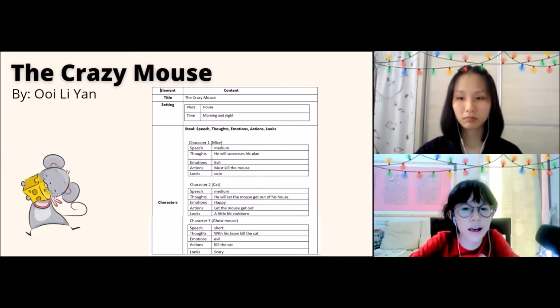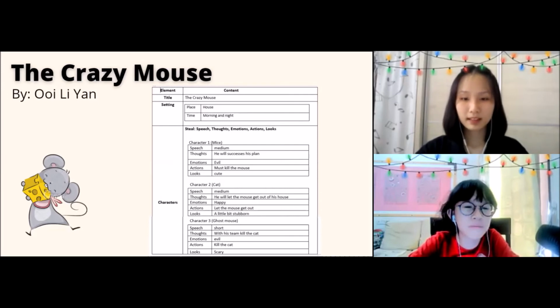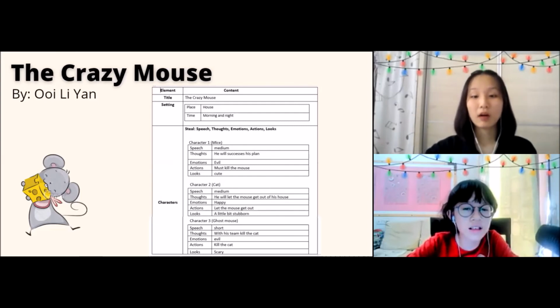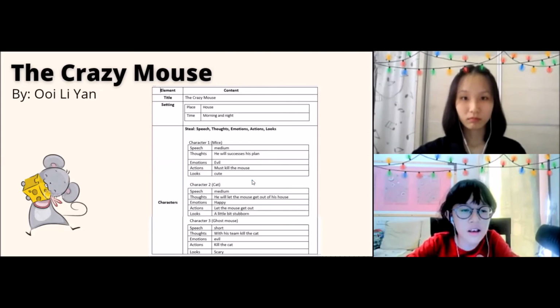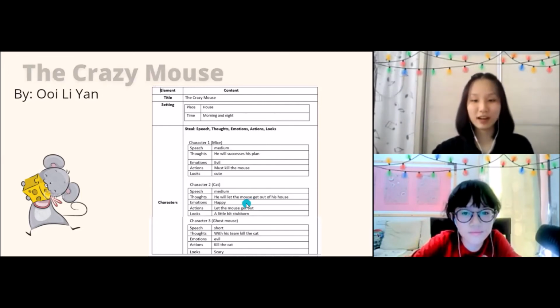The first character is the mice. He is a little bit evil, but when you look at his face, he looks like a very cute mouse, but actually he is very evil because he has a plan to kill the cat. And the second character is the cat. He hates mice at his house, so he always will keep a lot of mice out of his house. And the third character is Ghost Mouse. He is in a team with the mice, but you can't see him, but he has a very special thing to kill a cat. You mean special power? Yes. Oh, okay. So let's see what the special power is.